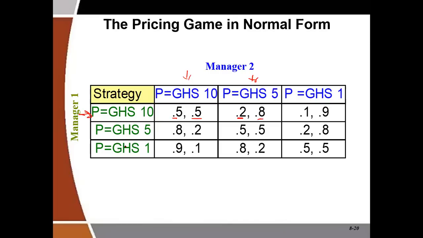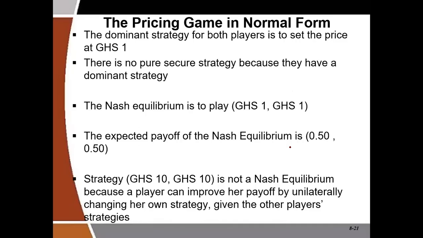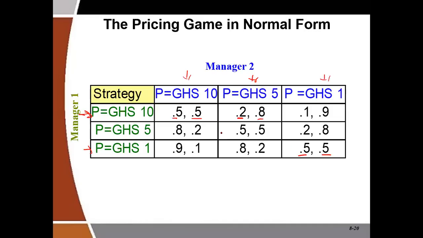Then also, let's pick some others and explain. Also, if player 1 plays 1 cedi and player 2 plays 1 cedi, player 1 will get 50% of the market share. Player 2 also gets 50% of the market share. So we are going to do some analysis of this normal form game. Now, let's first of all examine the dominant strategies in this normal form game.